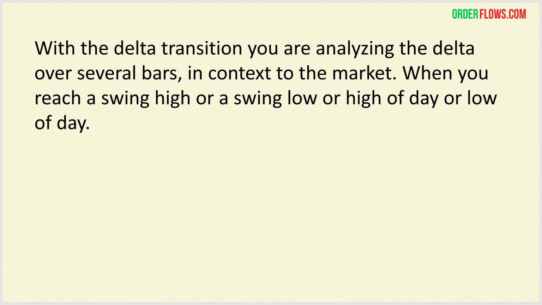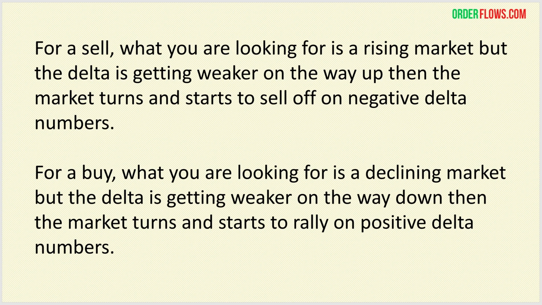But when you get to a swing high or a high of the day, that's where you can transition in supply and demand. So for a sell, what you're looking for is a rising market, but the delta is getting weaker on the way up, and then the market turns and starts to sell off on negative delta numbers.